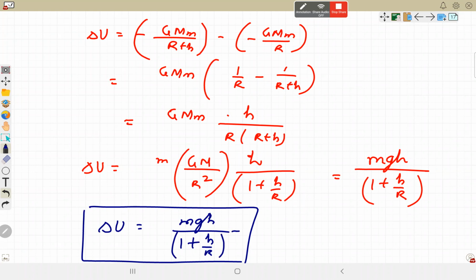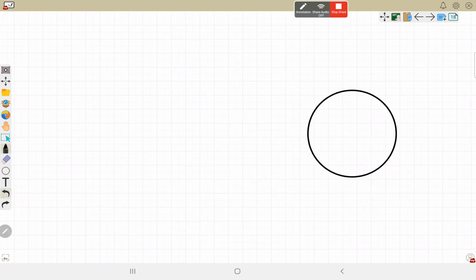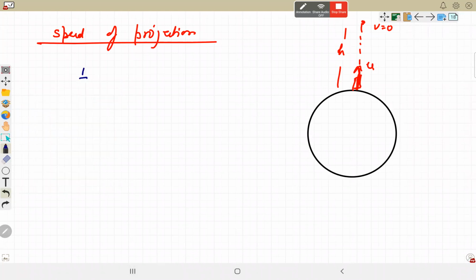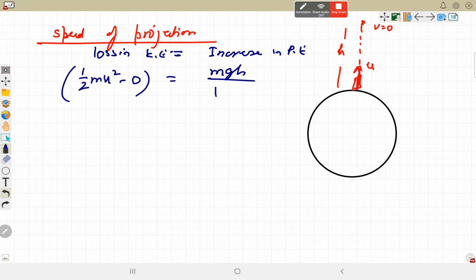Suppose we have to calculate what speed a particle should be thrown so that it goes to height h above. For this we can directly use this formula. Loss in kinetic energy is equal to gain in potential energy. What is the minimum speed required for any projectile, not a rocket, since a rocket has an engine, so that it goes h height above the surface of Earth? At the maximum height its velocity will be zero. So the speed of projection should be u, and the loss in kinetic energy should equal the increase in potential energy. So half m u squared equals mgh divided by 1 plus h by R. You can solve this and find the value.